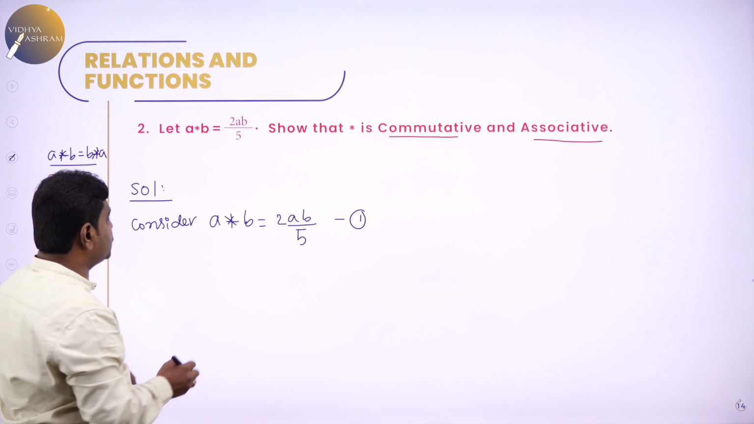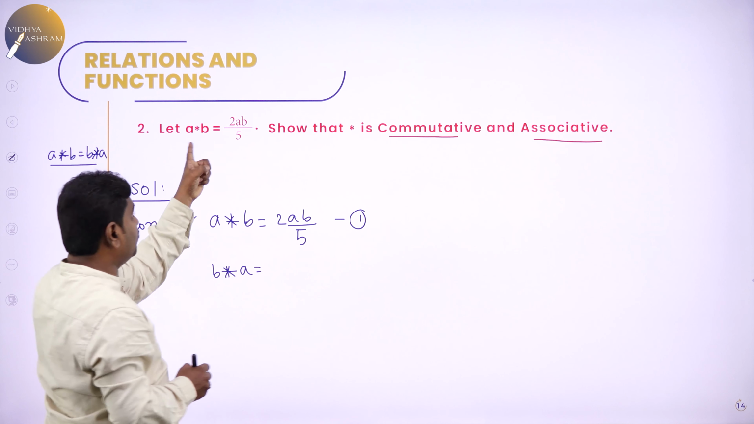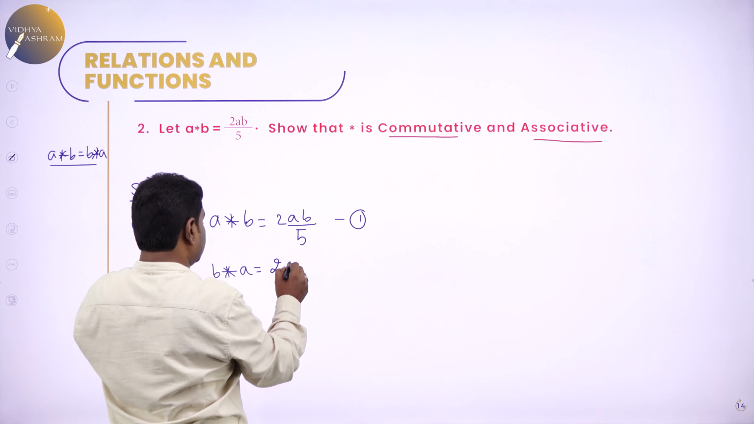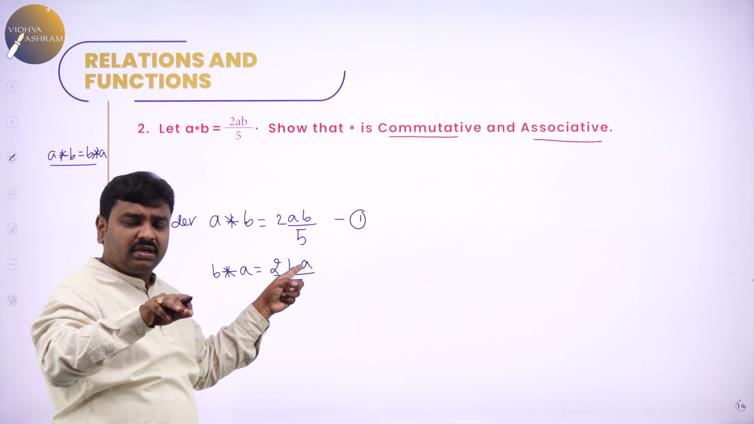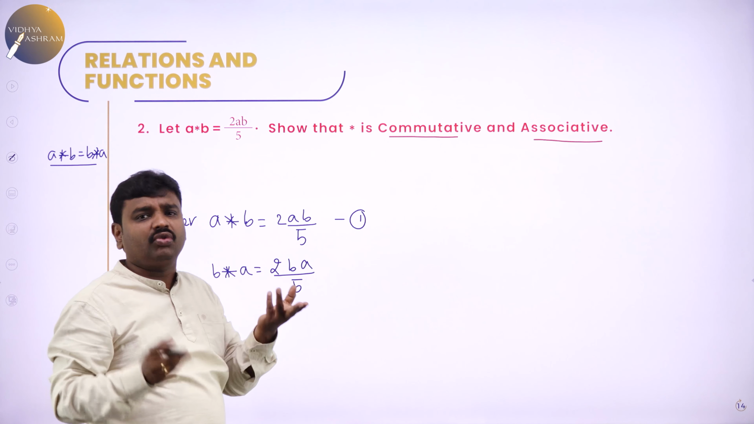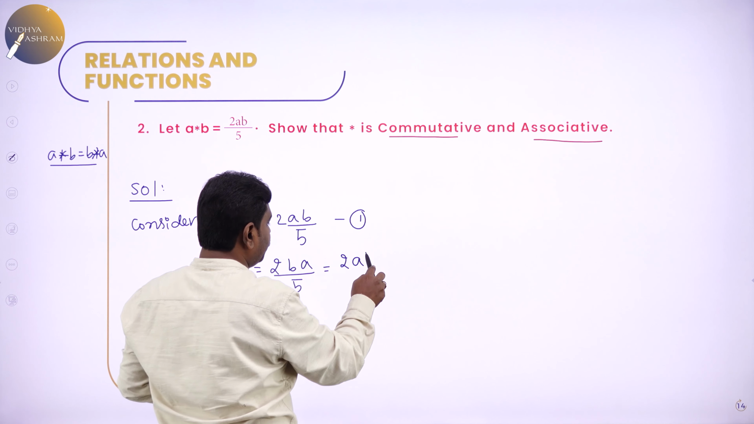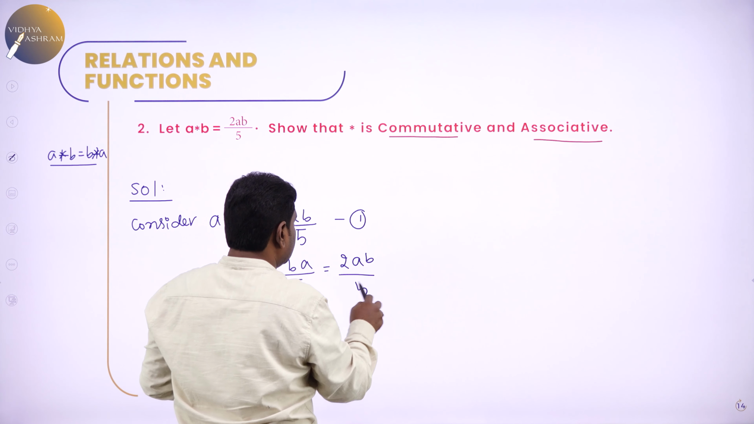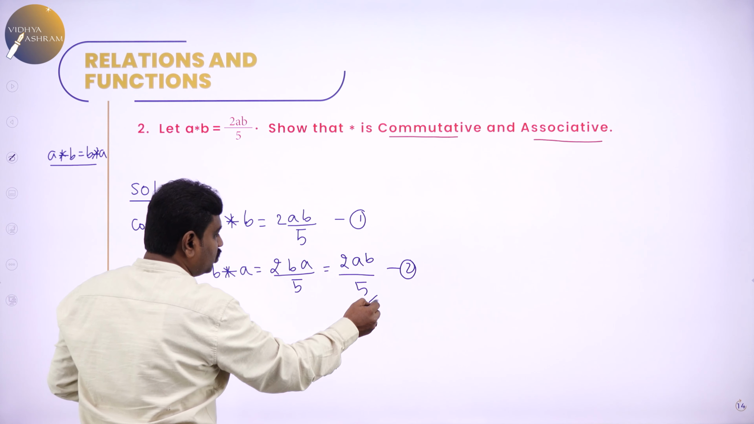Now I will consider B star A. What is B star A? How to read this? First element star second is 2 times first into second by 5. So it will become 2 times first, B, into A by 5. But you know mathematically AB and BA both are same. A into B is same as B into A. So instead of 2BA, can I write 2AB? B into A is same as A into B by 5. Call it as 2. From 1 and 2, this is also 2AB by 5.